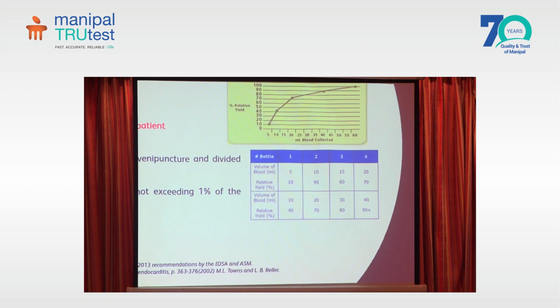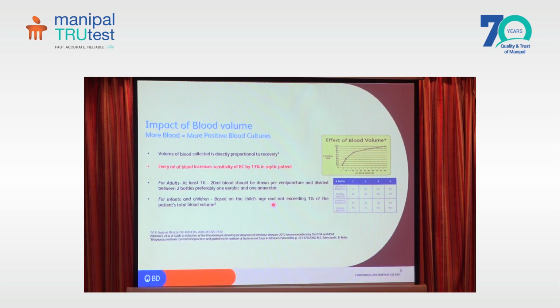Also here we can see that as the volume of the blood is increased, so does the yield. If only 5 ml of blood is collected, the relative yield will be only 10%. But as the volume is increased up to 40 ml, the yield increases by more than 90%. So as I said, each ml of blood increases the sensitivity, and the sensitivity increases by 13%.